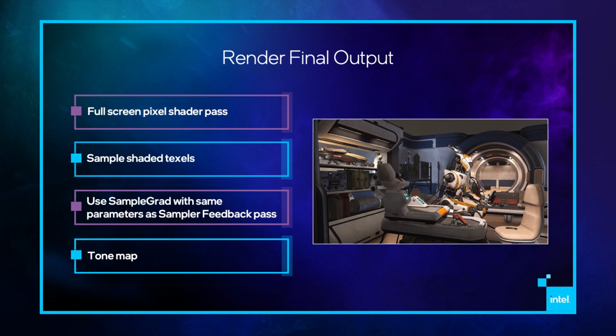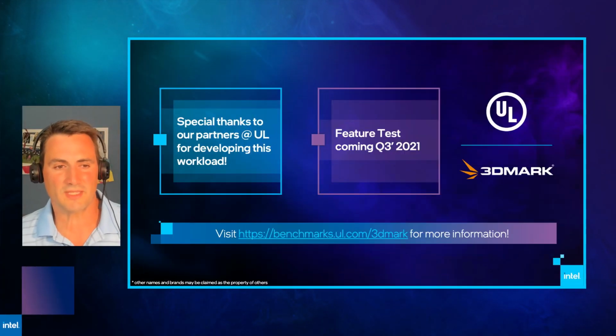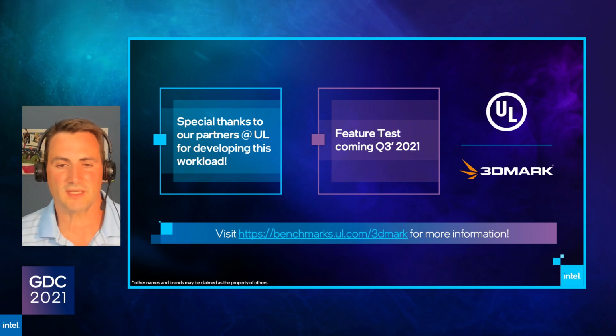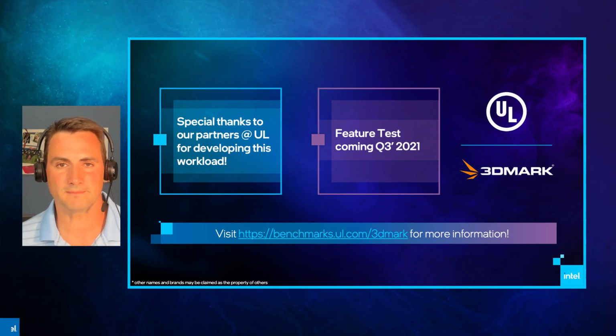The pass will simply sample from the paired texture, and it will use all of the same sample input parameters from the sampler feedback pass. This means the pass will be using the same UVs, the same gradients, and the same sampler state as the sampler feedback pass. I'd like to give a special thanks to our partners at UL for developing this workload. Please look for this feature test coming in Q3 of 2021.